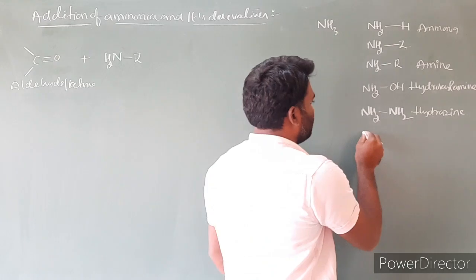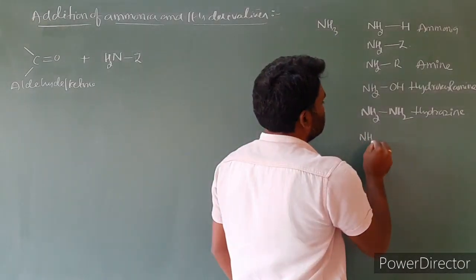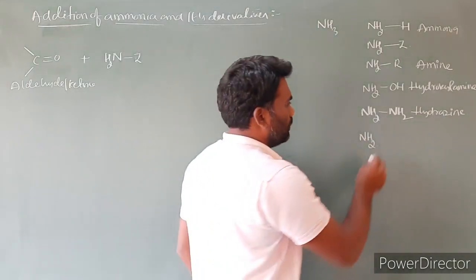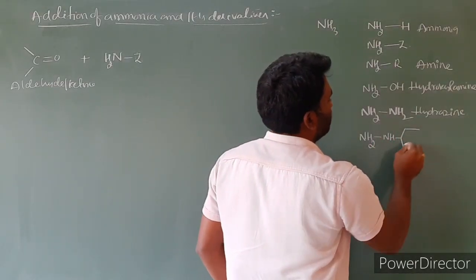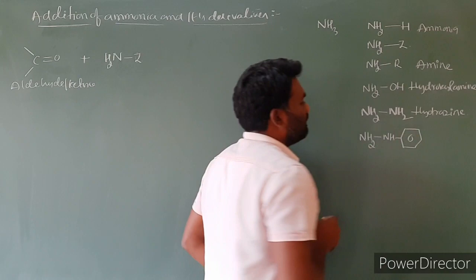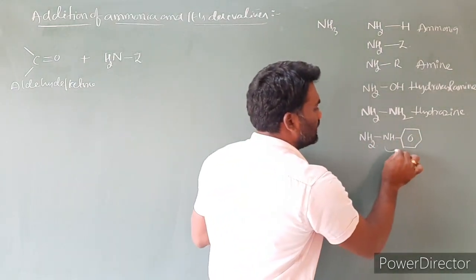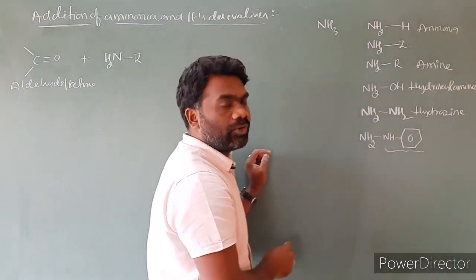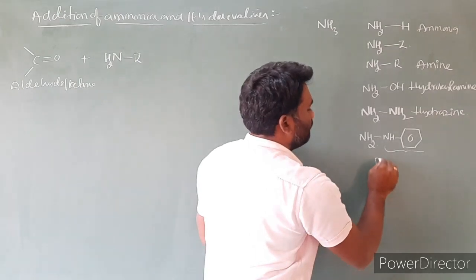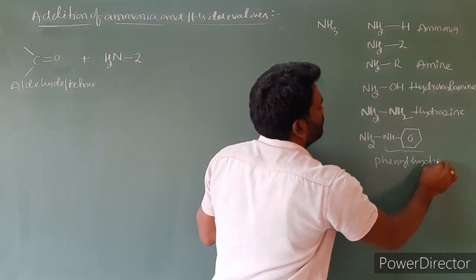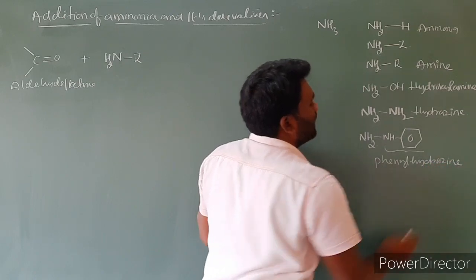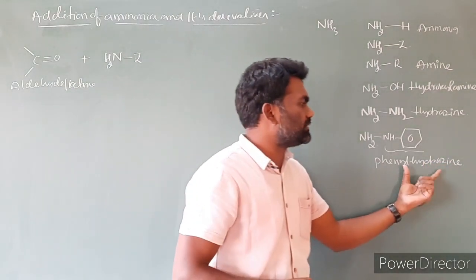In the place of Z, suppose I wrote NH with a benzene ring. This group I wrote in the place of Z. This total molecule is called phenylhydrazine.